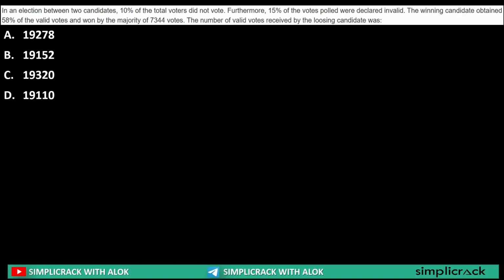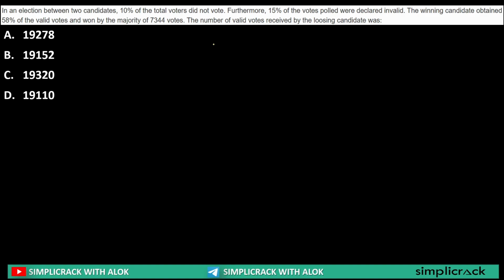Now the last question, but not the least, and this is the most important one, and many aspirants fail in the election question. In an election between two candidates, 10% of total voters did not vote. Furthermore, 15% of total votes are declared invalid. The winning candidate got 58% of valid votes and won by a majority of 7344.